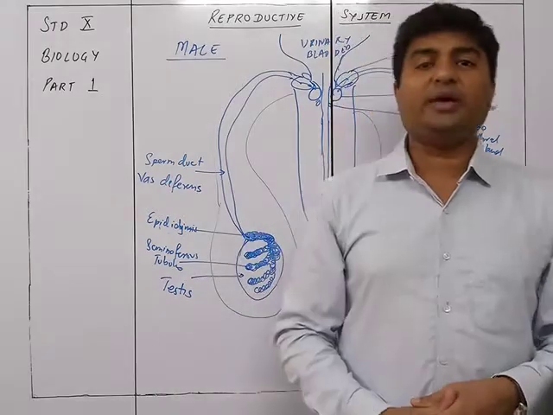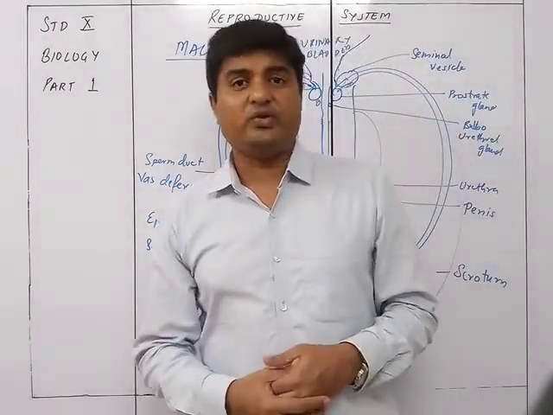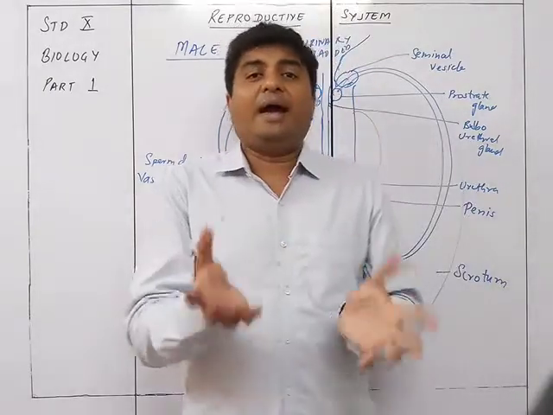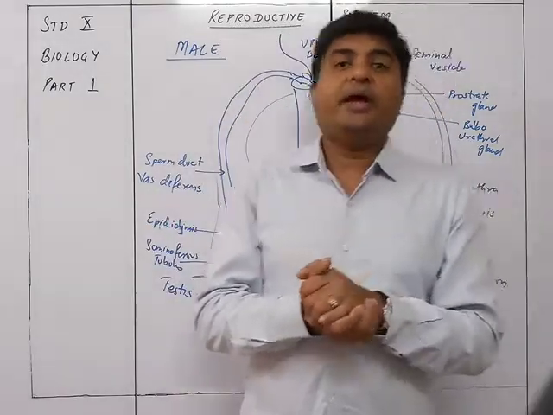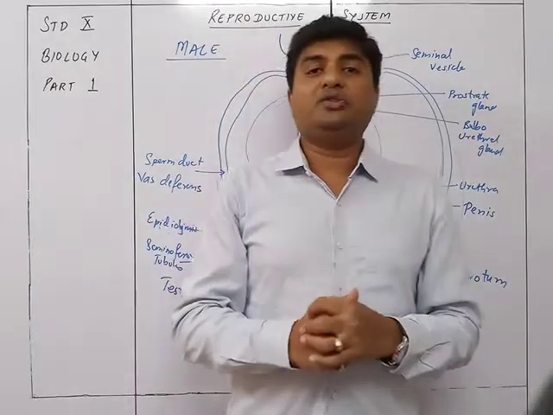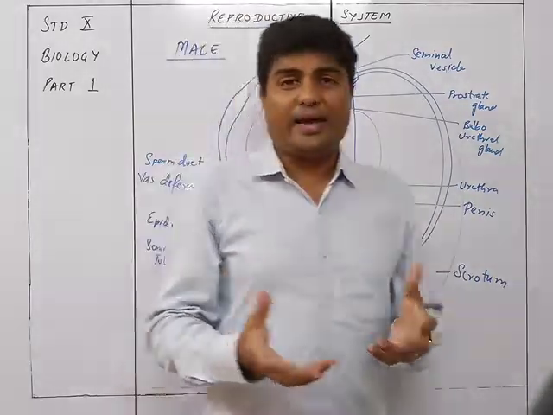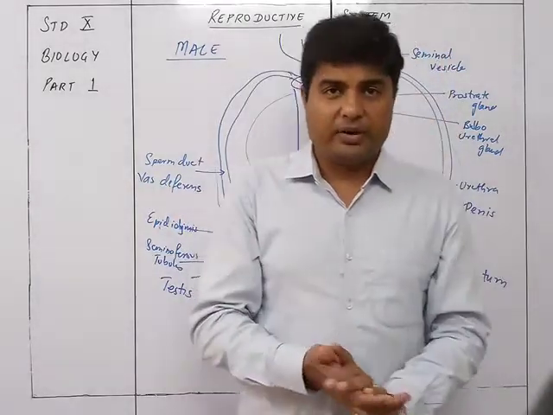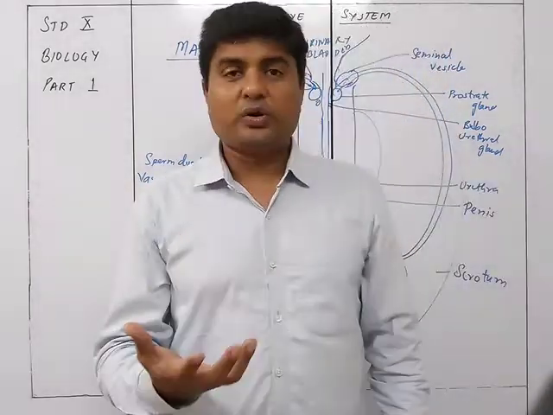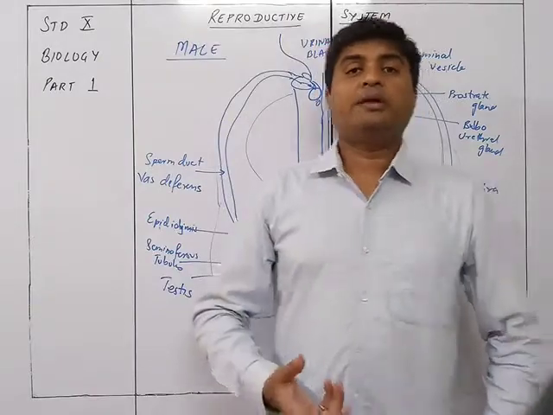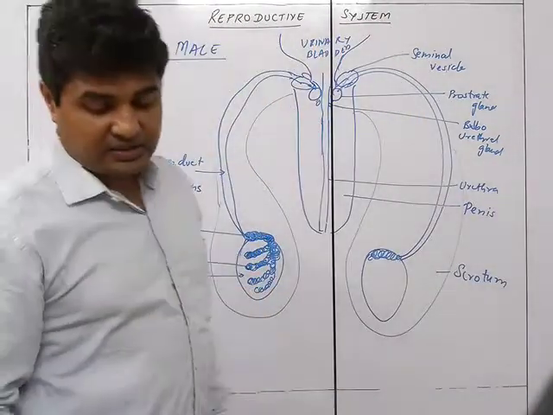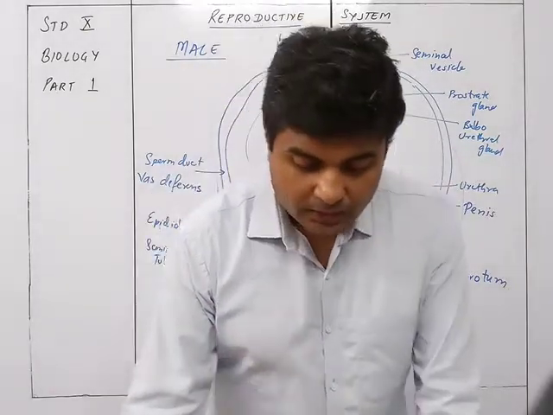If the temperature outside is very cold, then it will need warmth. That's why it will automatically shrink and be very close to the body. If the temperature is hot, then it is going to require more cool air. So for coolness, it is going to hang down from the body. That is how the scrotal sac will maintain a temperature which will be suitable for the testes to generate the sperms.